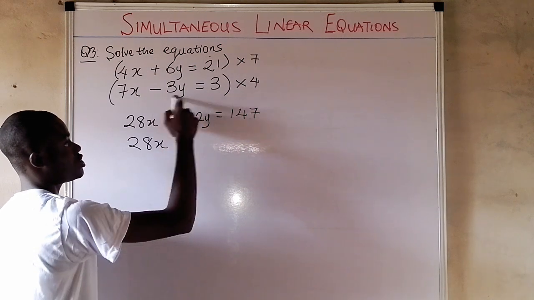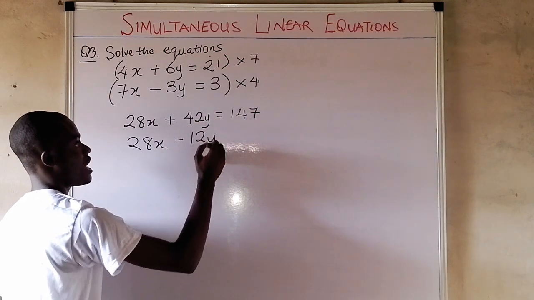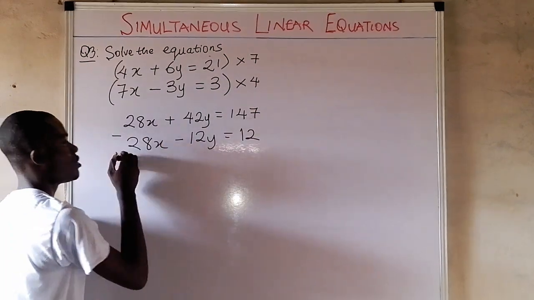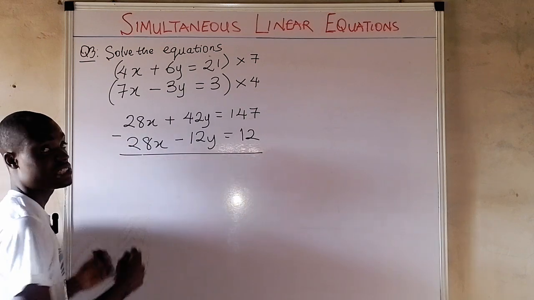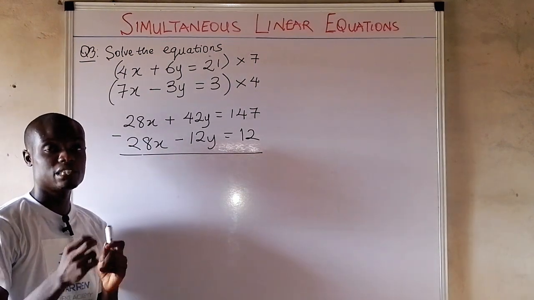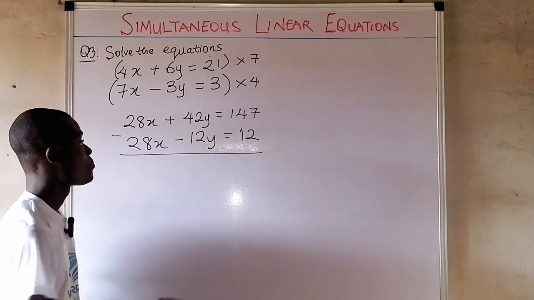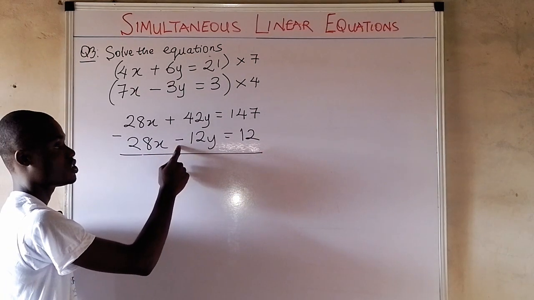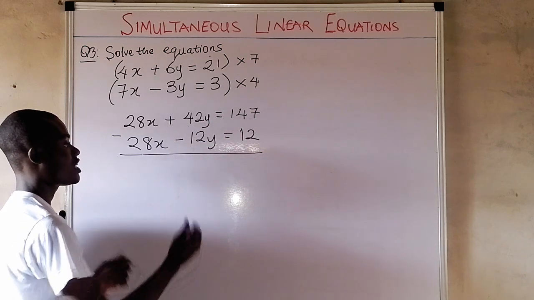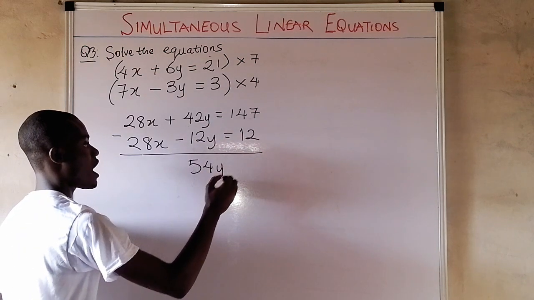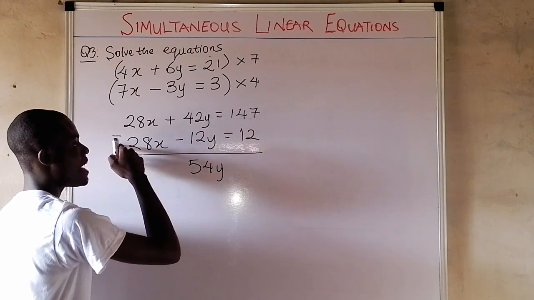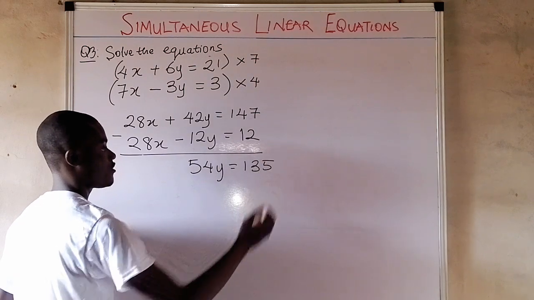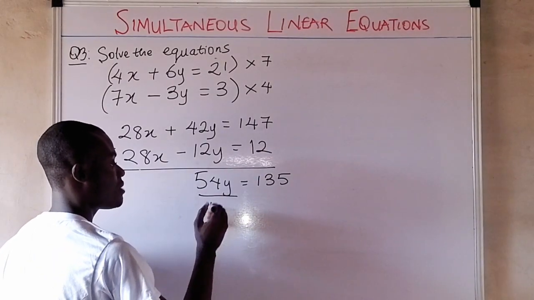Minus 3y, this is a minus. 3y times 4 will give us 12y. Then 3 times 4 will give us 12. Then we can eliminate. When we eliminate, 28x minus 28x is 0. So in this case, we are able to eliminate x, meaning we can simply find y. Now, 42 minus minus 12, in mathematics, minus times minus is plus. So it means 42 plus 12, and that will give us 54y. Then 147 minus 12 will give us 135.